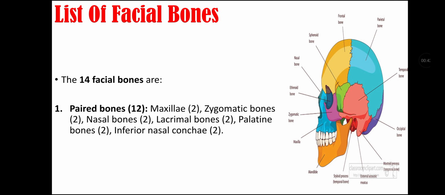There are 14 facial bones, and 12 of them are paired bones, which include two maxilla, two zygomatic bones, two nasal bones, two lacrimal bones, two palatine bones and two inferior nasal conchae. Then there are two unpaired bones of the facial skeleton, which are the vomer and mandible.